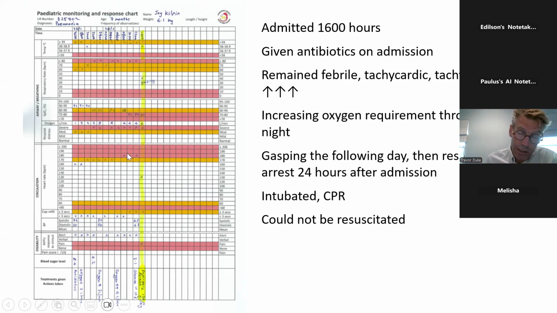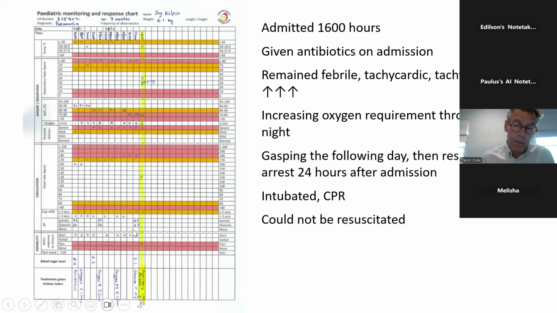Her heart rate increased into the red zone as well, from the white zone, the safe zone, to the amber zone, when there should have been some reassessment, because it was concerning, and then into the red zone. And then you'll notice it actually went down. I'll talk about that in a minute. Her capillary refill most of the time was okay, and then in the last hour before she arrested, her capillary refill was prolonged. She remained alert most of the time, except when she arrested.